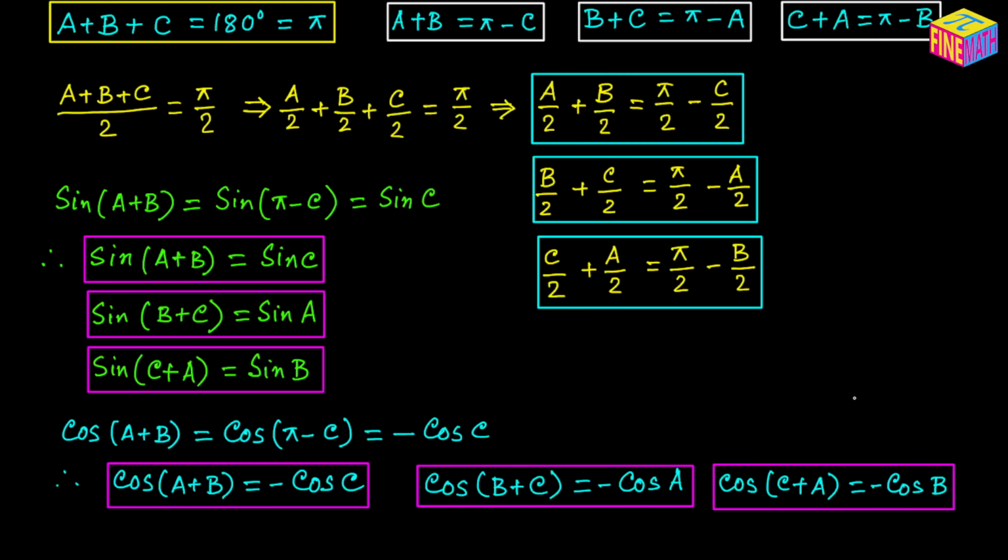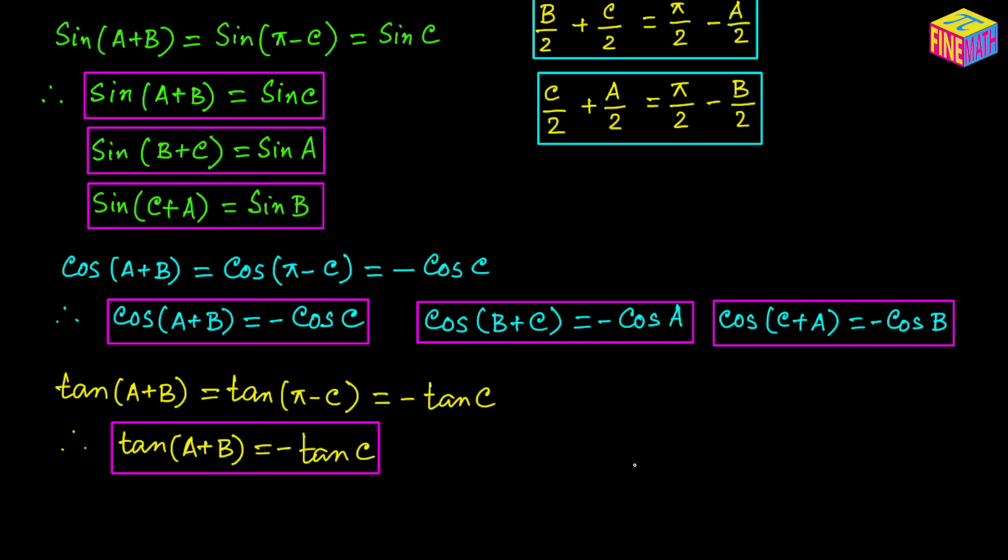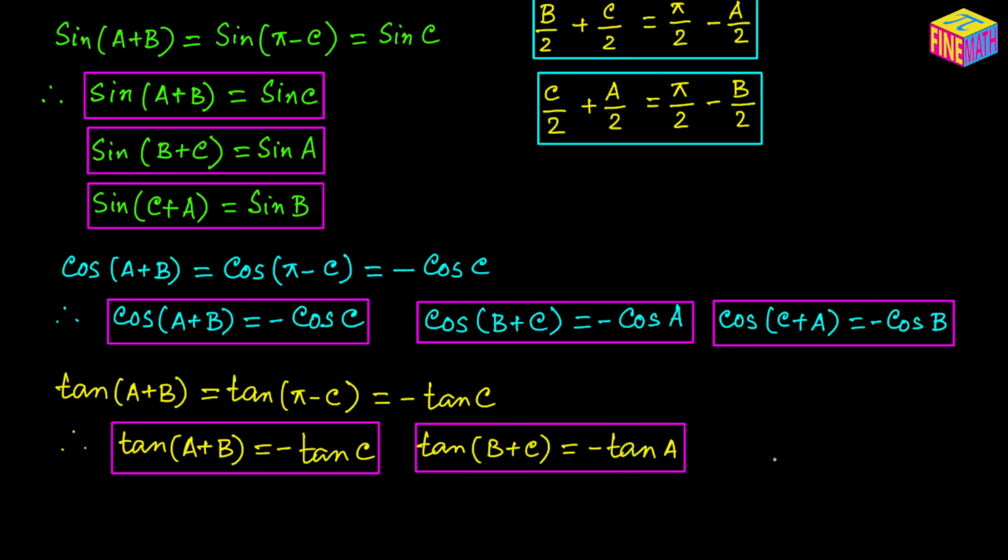Now let's talk about the tangent ratios. Tangent of (A plus B) can be written as tangent of (pi minus C), and this is equal to negative tangent of C. Therefore, we can say that tangent of (A plus B) is equal to negative tangent of C. And similarly, we can also prove that tangent of (B plus C) will be equal to negative tangent of A. And similarly, we can also prove that tangent of (C plus A) will be equal to negative tangent of B.